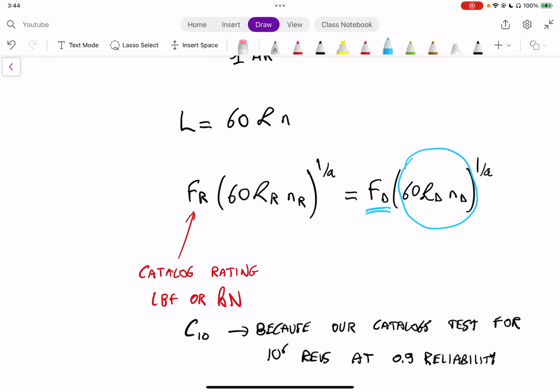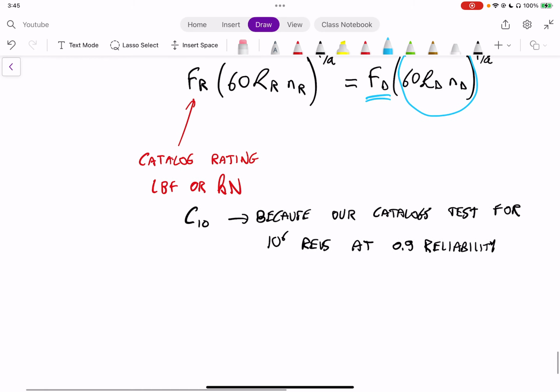So let's say we want to run, instead of 10 to the 6 revolutions, 10 to the 7 revolutions. Then we can find our FD based on that and our force desired, and then we will go back and pick the right force based on our catalog rating. Okay, but we'll get into that once we start doing some example problems. It'll be a lot easier to solve for.